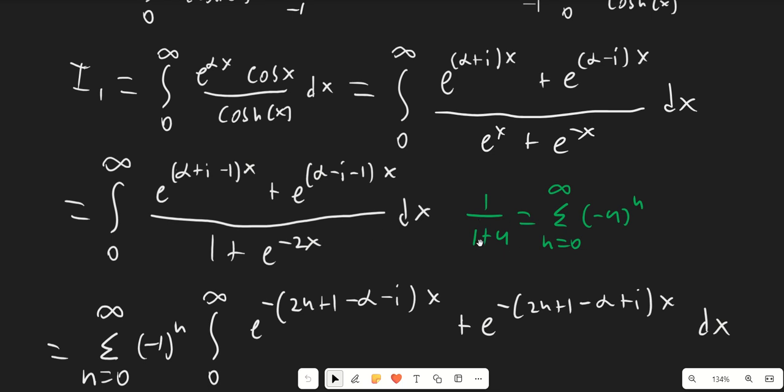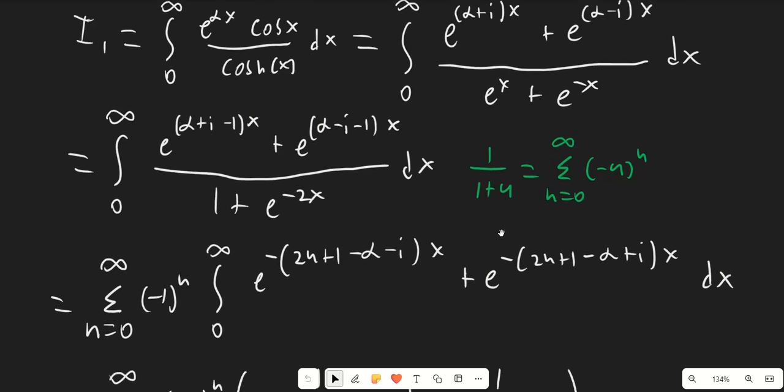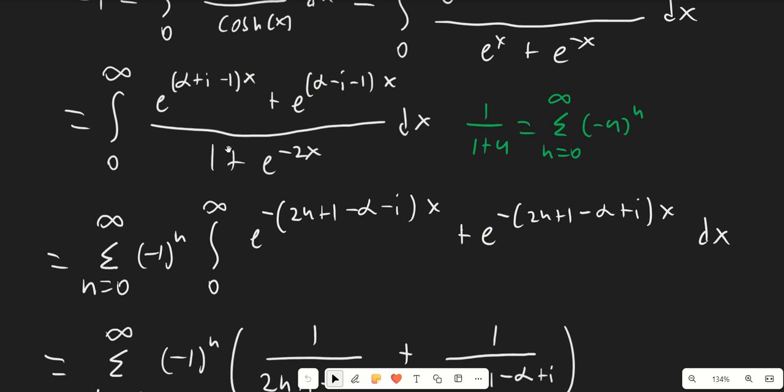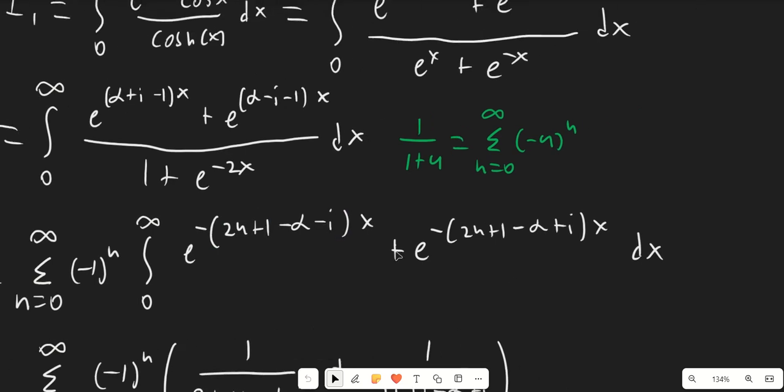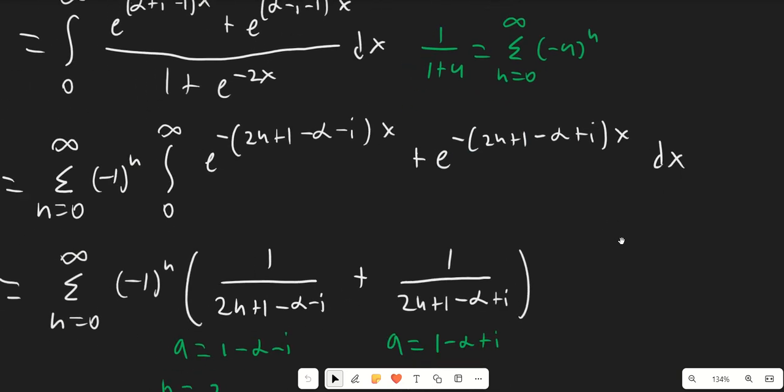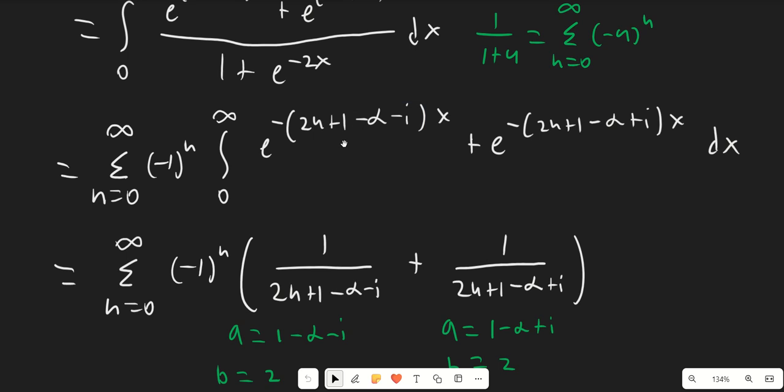Then we're going to use this 1 over 1 plus u equals the sum from n equals 0 to infinity of negative u to the n power. And so we can expand this as an infinite series and get rid of the exponentials on the bottom. So overall, we'll end up with a sum from n equals 0 to infinity of negative 1 to the n times the integral from 0 to infinity of e to the negative (2n plus 1 minus alpha minus i) x plus e to the negative (2n plus 1 minus alpha plus i) x. And so overall, when we evaluate both these integrals, you can do it using u substitution, or the Laplace transform just becomes 1 over (2n plus 1 minus alpha minus i), and 1 over (2n plus 1 minus alpha plus i).